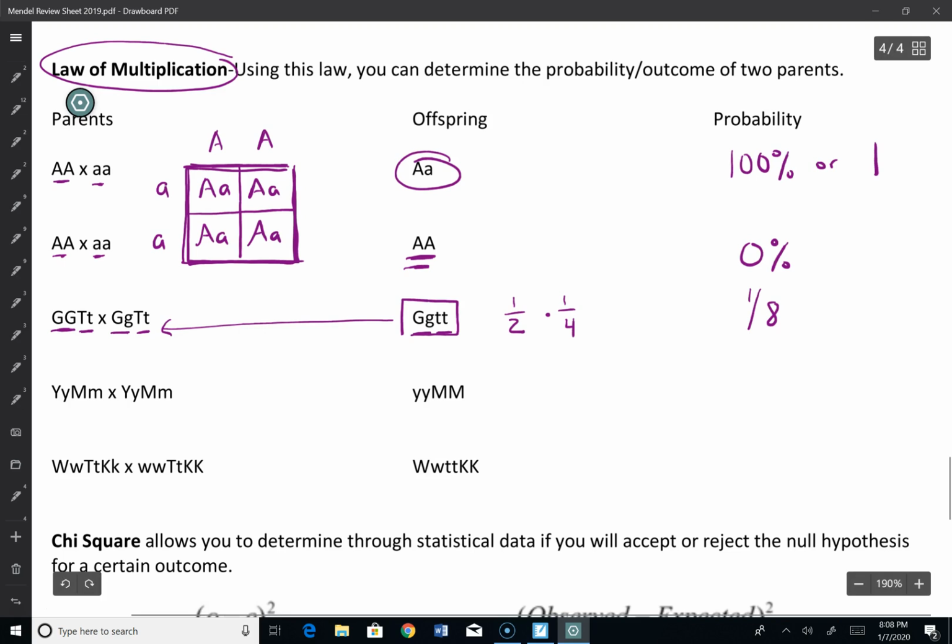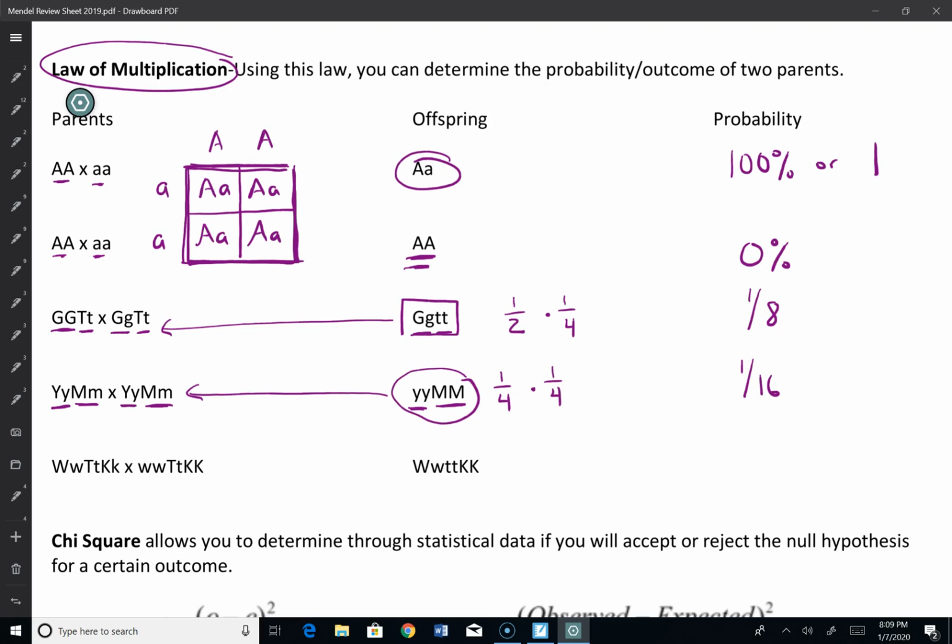Okay, let's go here. Capital Y, lowercase y, capital Y, lowercase y. What are the odds of me getting 2 lowercases? Well, we just did that, so that's 1/4 of a chance. Capital Y, lowercase y, what's the odds of me getting 2 capitals? Well, that's also 1/4 of a chance. So what's my total? 1/16. That means in 16 tries, this is the chance I'll get that genotype from those two parents.